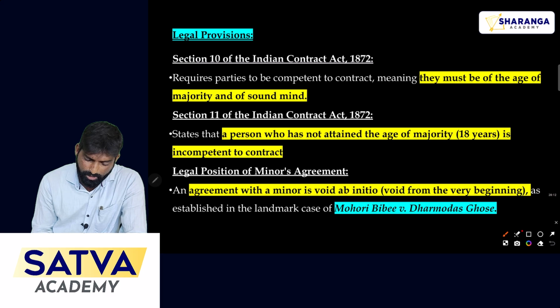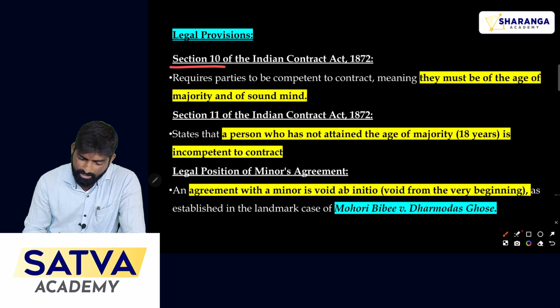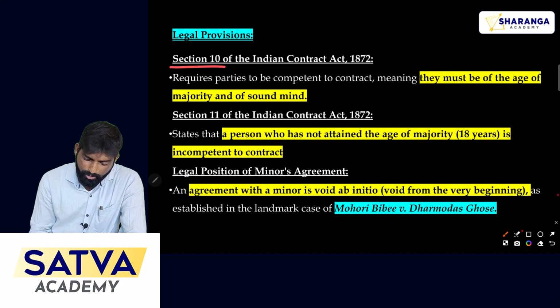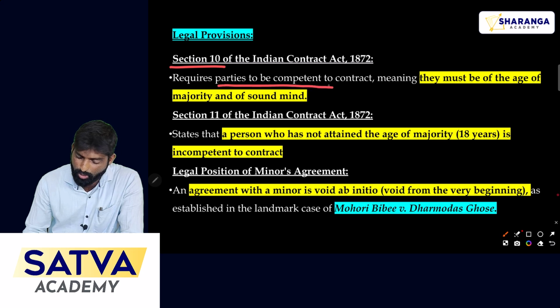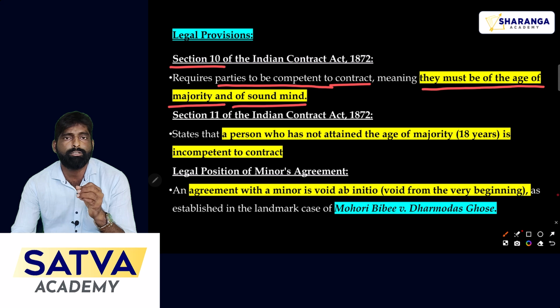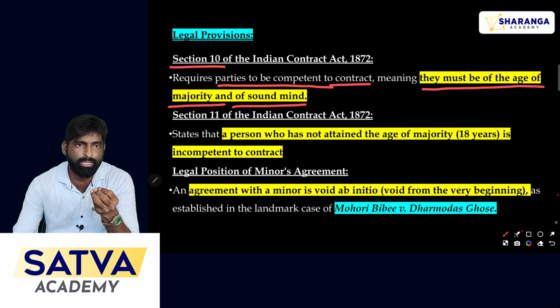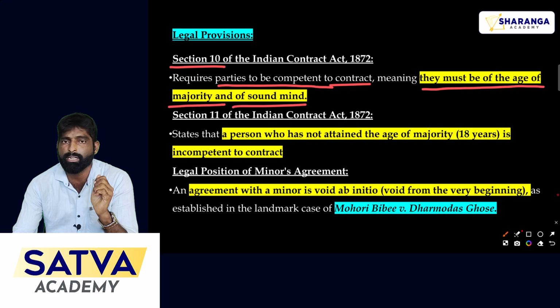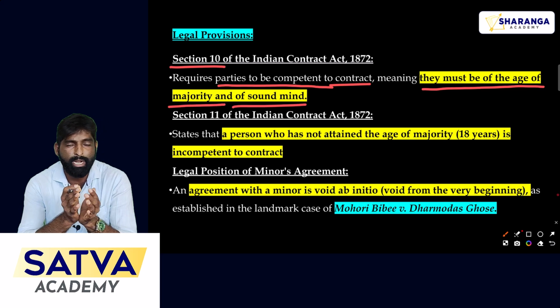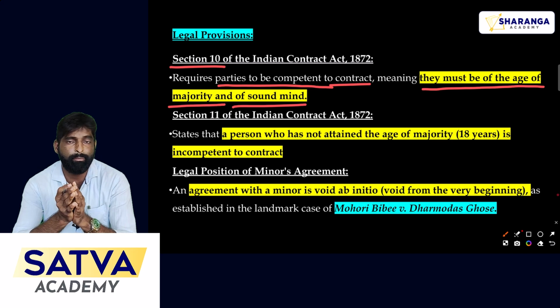See, first you have to go through Section 10. Here Section 10 says that when you are making any contract, a party is to be competent to contract and must be of the age of majority and of sound mind. So this is a basic condition to make a contract. When you are making any contract with the other party, you have to see the competency of that other party. That party must be a major and also a sound minded person, or else your contract becomes void ab initio. Here void ab initio means void from the beginning itself.